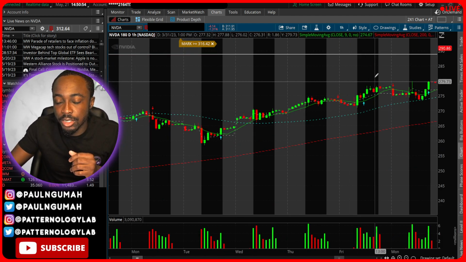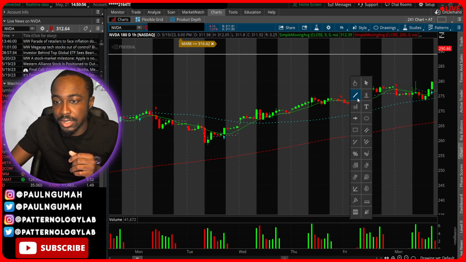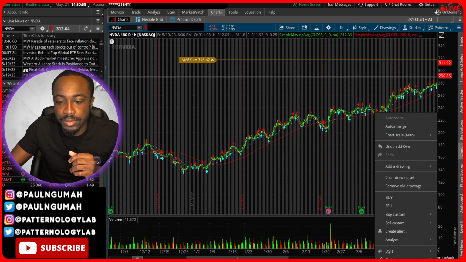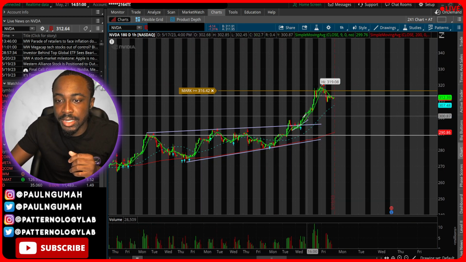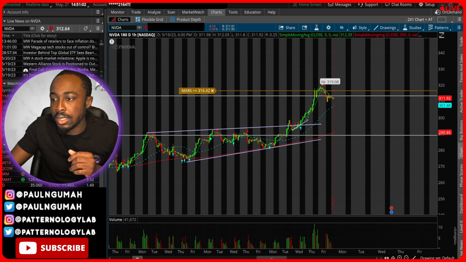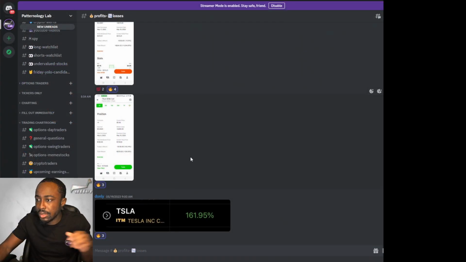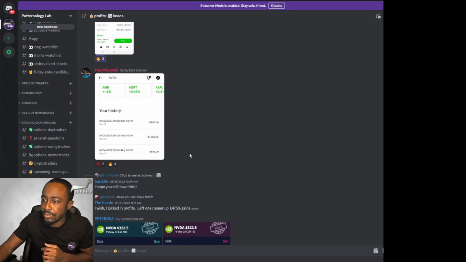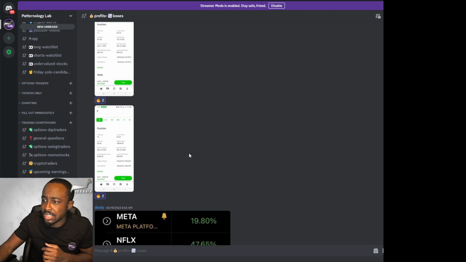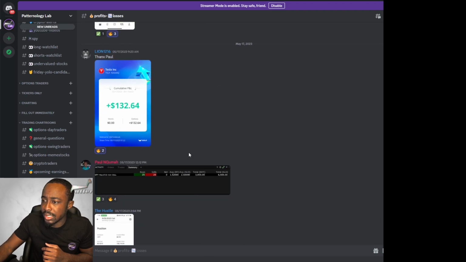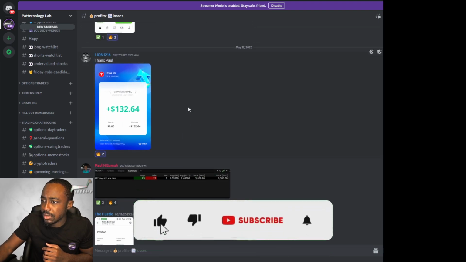They held all the way up. They left some runners on there. They didn't get out completely at exactly 308. They let this one run. All right, let's look at how they did. So this is how some of our traders did from the 17th all the way into Friday.